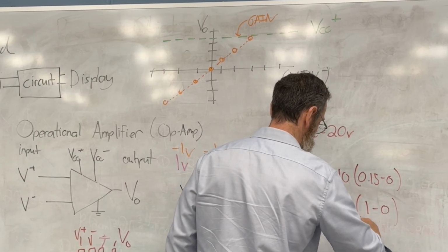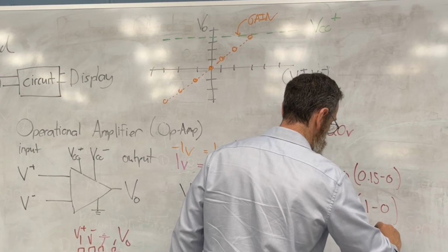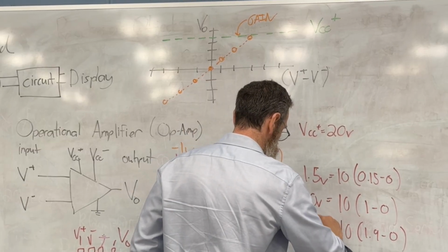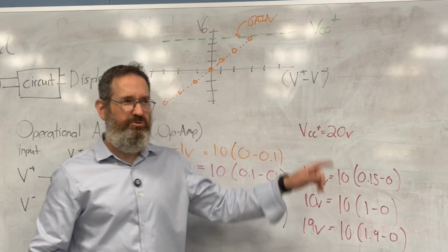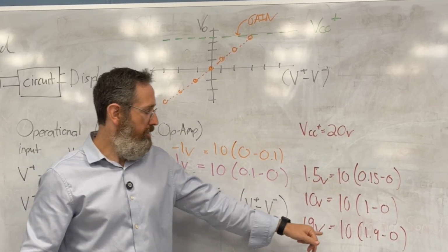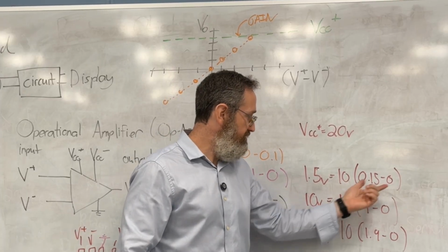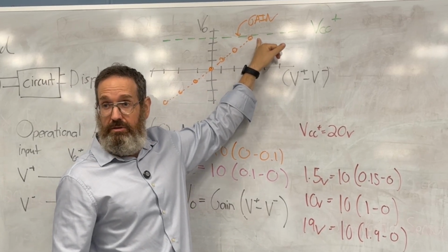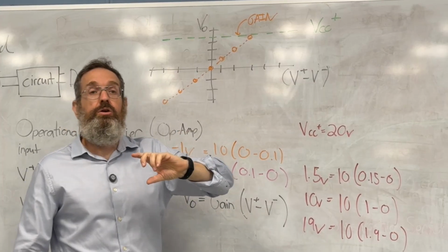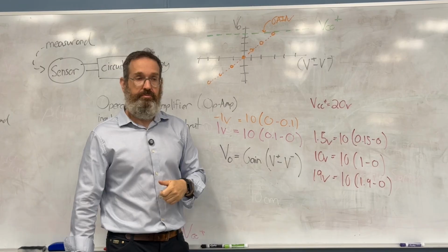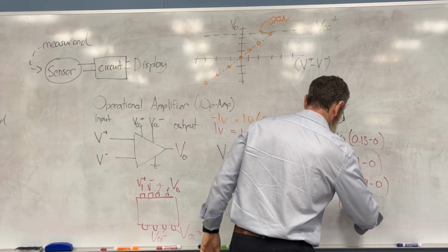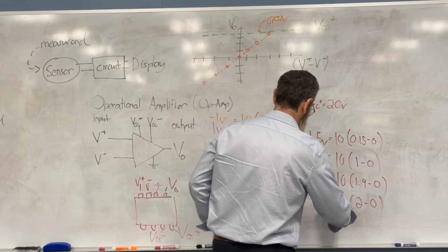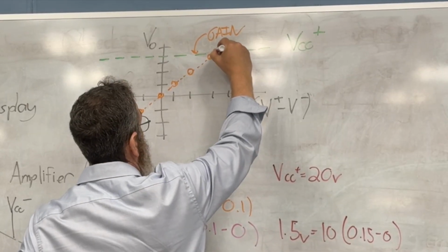And then again, 10 times 1.9 minus 0. And I keep making the 0 just to make it easier. Right now I'm at 19 volts. You can see that as the difference between V plus and V minus increases, we start to approach VCC plus. That's what's happening here. You cannot exceed VCC plus. What that means is that when we get to here, 10 times 2 minus 0, now we are at 20 volts. So we're pinned. That's right, this point here, right there.